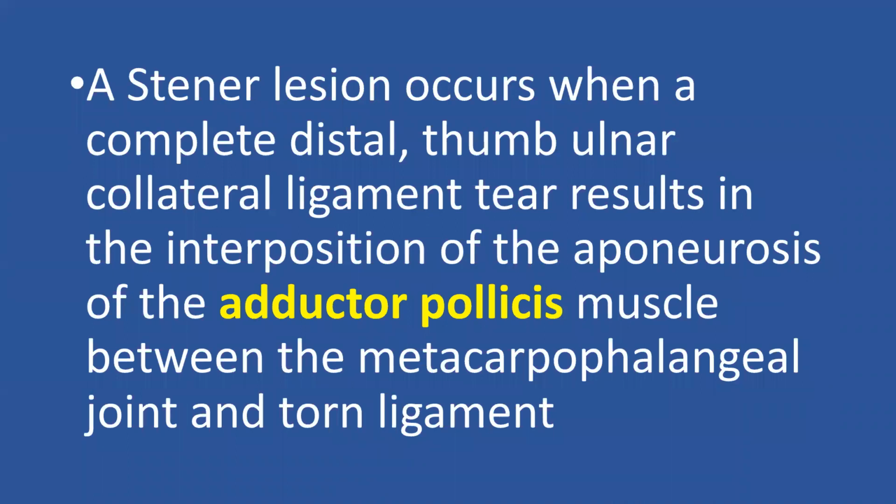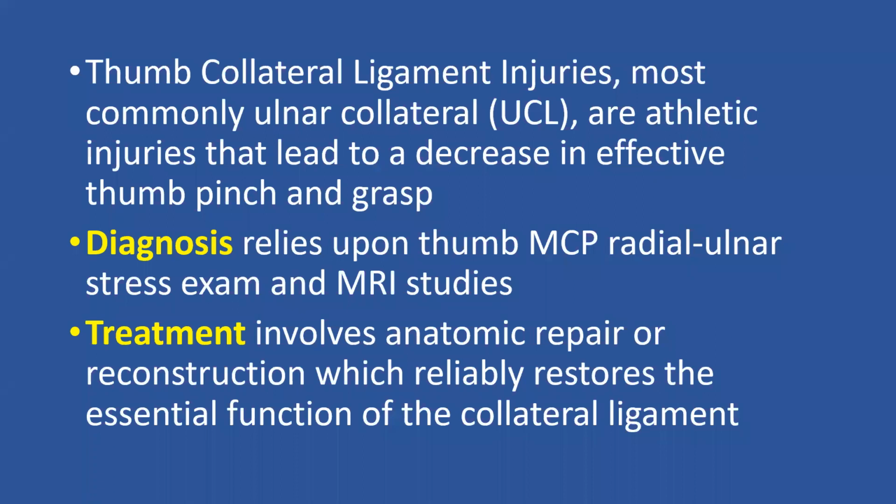A Stener lesion occurs when a complete distal thumb ulnar collateral ligament tear results in the interposition of the aponeurosis of the adductor pollicis muscle between the metacarpophalangeal joint and the torn ligament. Some collateral ligament injuries, most commonly the ulnar collateral, are athletic injuries and lead to a disease in effective thumb pinch and grasp. The diagnosis relies upon the thumb metacarpophalangeal radio-ulnar stress exam and MRI studies. And the treatment involves an anatomic repair or reconstruction which reliably restores the essential function of the collateral ligament.